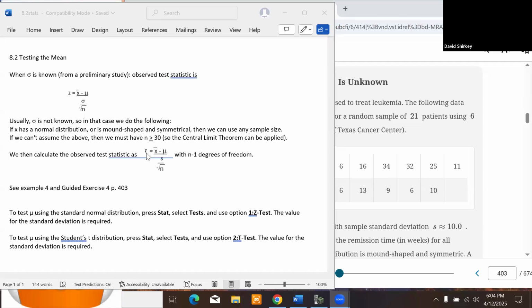Notice here we're doing a student's t-distribution. You can get a t-value equal to x bar minus mu over s divided by the square root of n, and use a t-table in the back. But again, we're going to do this on a graphing calculator. And we're going to take a look at example 4 on the graphing calculator here in a little bit.